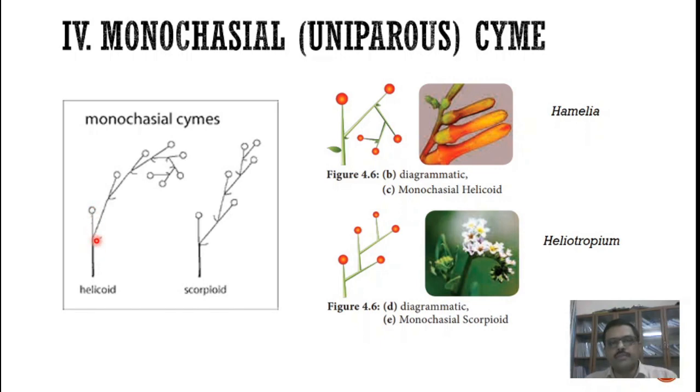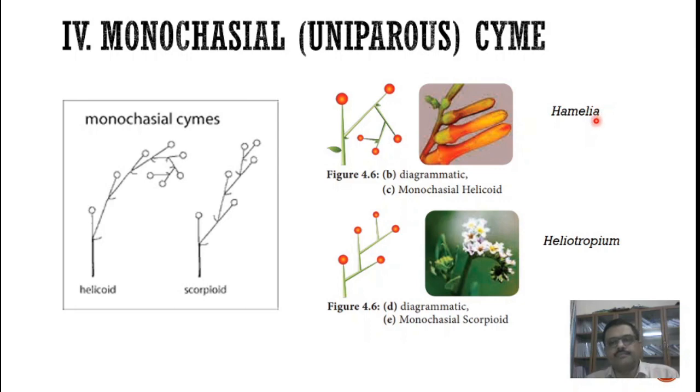And on one side of this flower, a bract is formed, giving rise to a new flower on one side. On the same side, a bracteole is formed on this flower, giving rise to a new flower. And again on this new flower, a new bracteole is formed on the same side. So all flowers are continuously formed on the same side, and this is called the helicoid cyme.